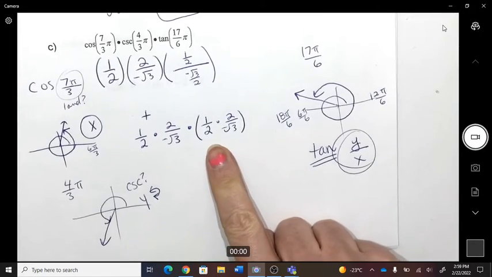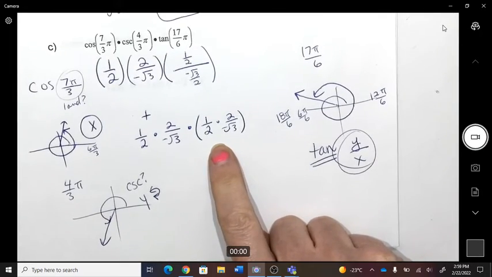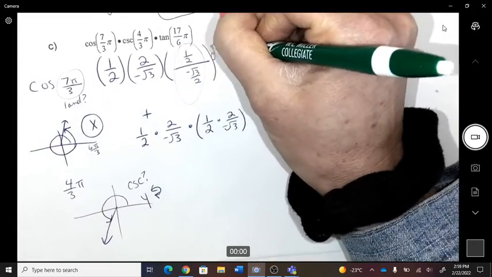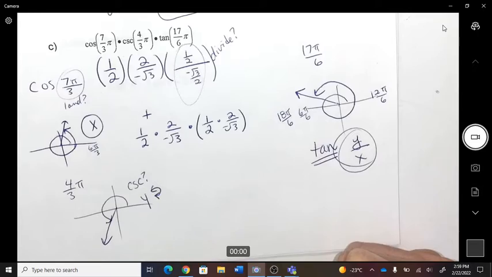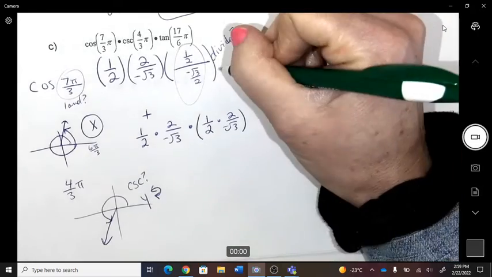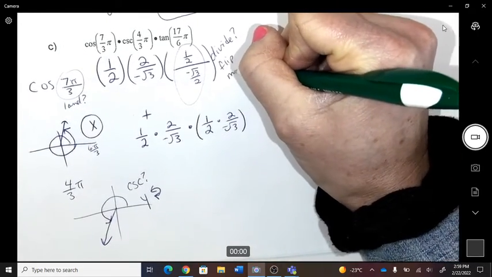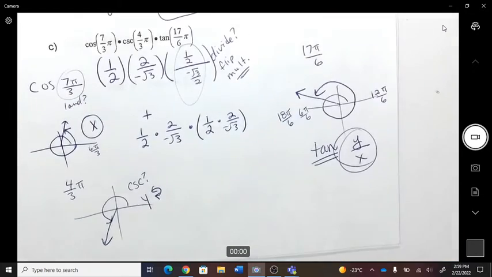Okay, so do you see what I did here? How do you divide fractions? You flip and multiply, right? Dividing fractions, flip and multiply.